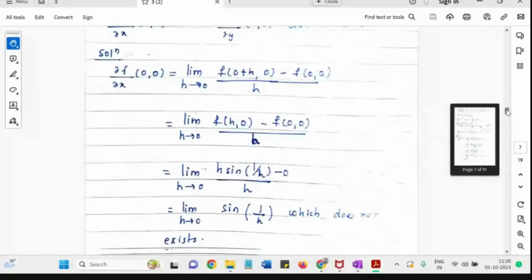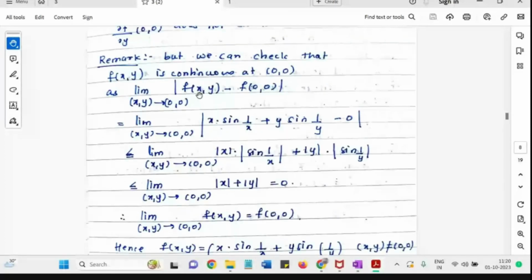So you consider mod of f of x comma y minus f of 0 comma 0. f of x comma y is x into sine 1 by x plus y into sine 1 by y. Observe that this value is greater than or equal to 0. I can say the function is continuous at 0, 0 if the limiting value of f of x comma y is equal to f of 0, 0. In other words, the difference between these two values is 0. So I'm going to prove that this modulus value is 0. f of 0, 0, above you can see, is given to be 0.